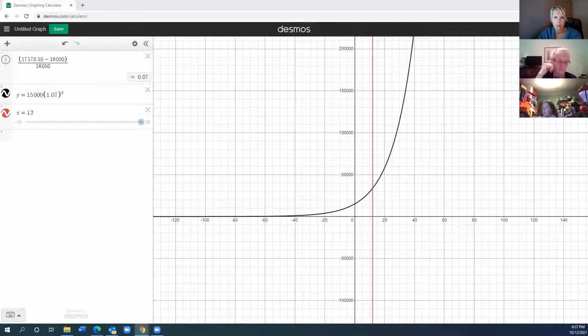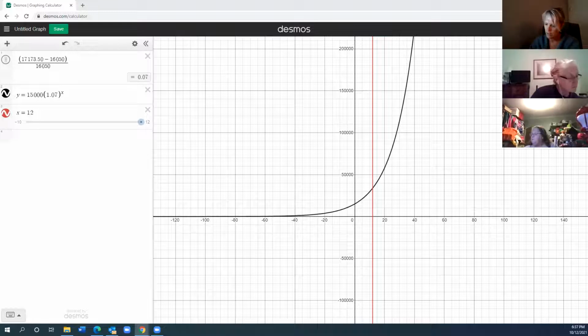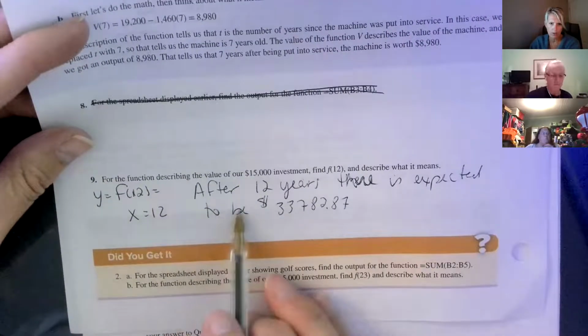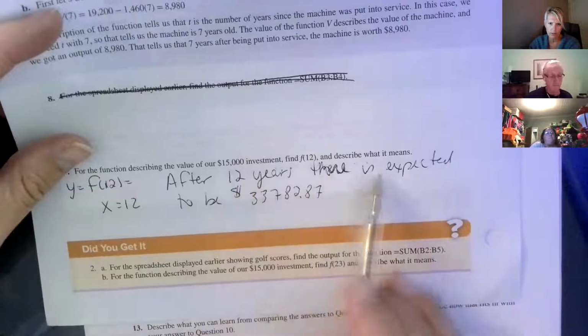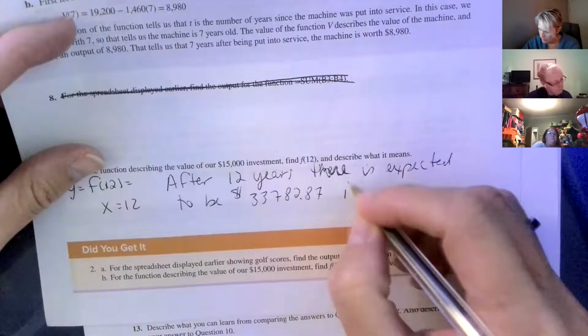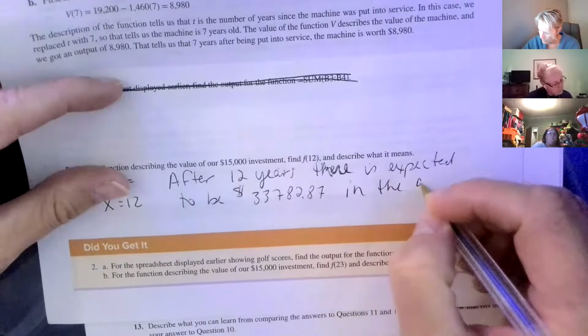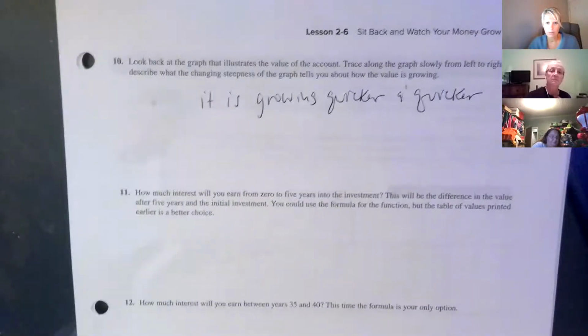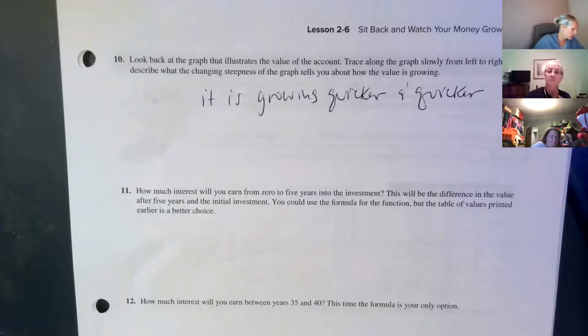So I was just going to show my paper just so everybody can kind of see the things I've been writing. So for number 9 with the f of 12, I just wrote this sentence: after 12 years, there's expected to be 33,782.87 in the account. And there's my comment for number 10. It's growing quicker and quicker.